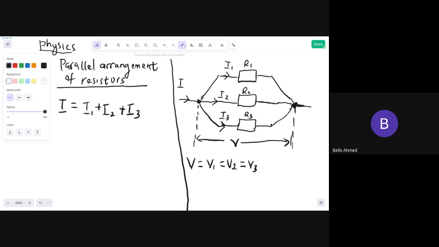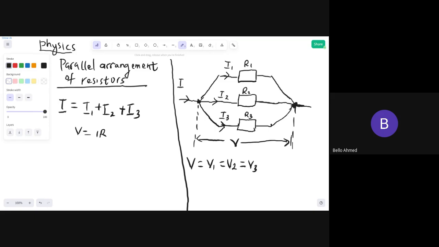Please, this is a very important condition that you have to know when dealing with resistors in parallel. You have to know that the voltage is the same and the current is actually different. So the total current is equal to the sum of the individual currents passing through each resistor. Now we know from Ohm's law that V equals IR.